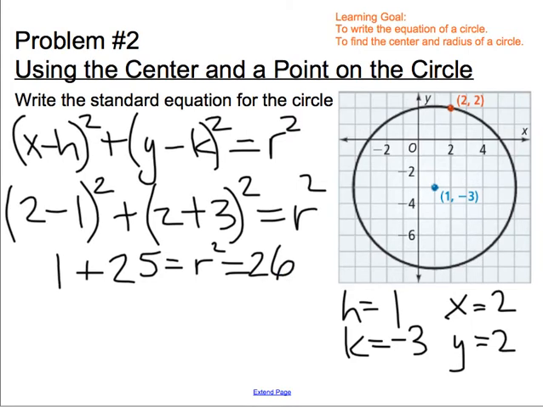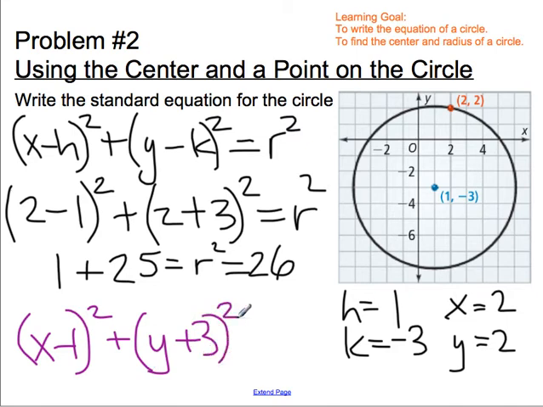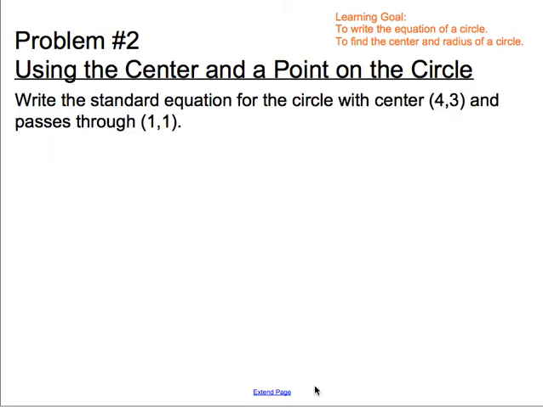And so now we can write the general form of this equation of the circle. So what we have is x minus the h, which is 1, we're going to square that, and we're going to add to that y minus the negative 3, so we get plus 3 here squared. And that's going to equal r squared, which we've found now to be 26. So let's try this question one more time, but without the picture. We have the center, so we know that h is 4, and k is 3, and we know that both x and y are both 1.